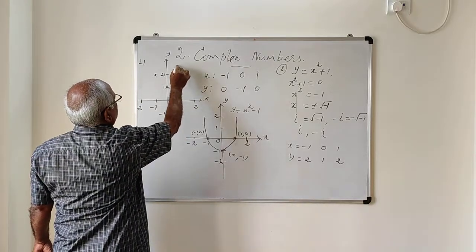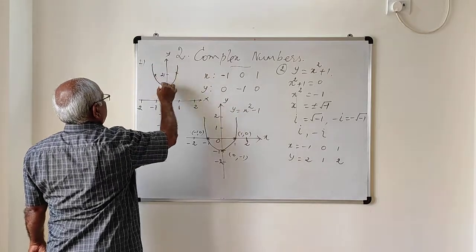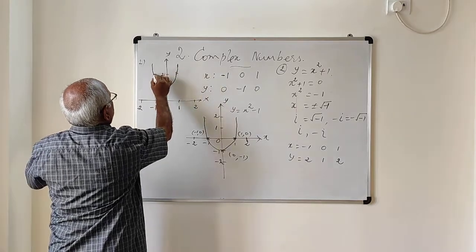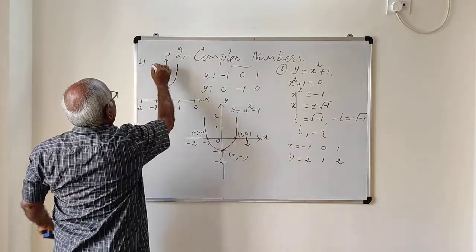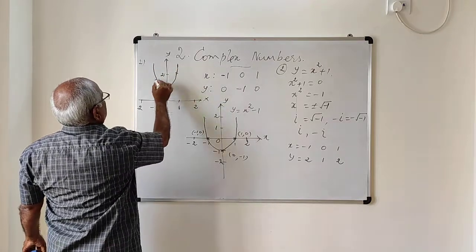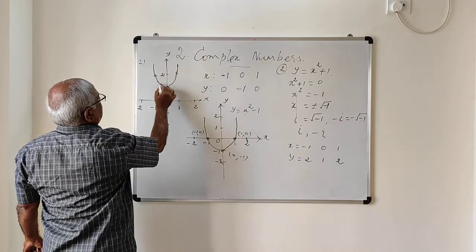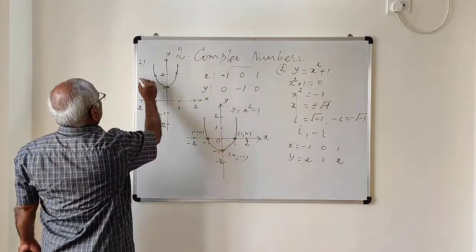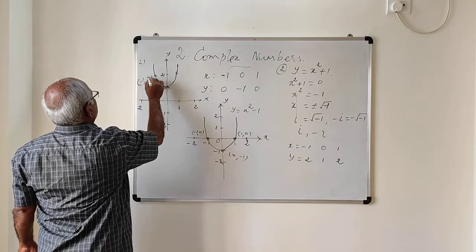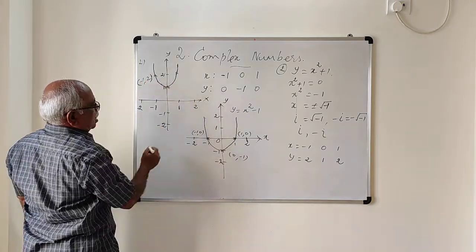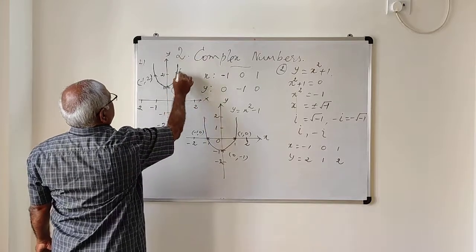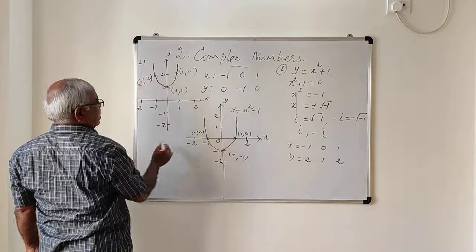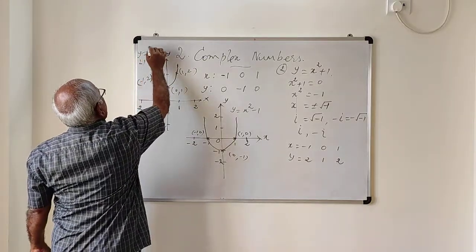So if you draw a graph of this, if you connect these 3 points, you will get a graph. So this is minus 1 comma 2. This point is minus 1 comma 2. And this is 0 comma 1. And this is 1 comma 2. On connecting these 3 points, you will get the graph of the equation y equal to x square plus 1.